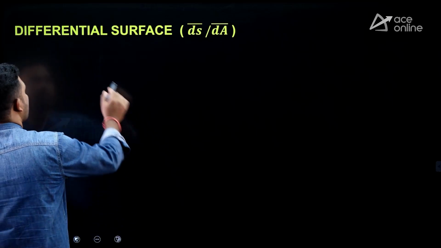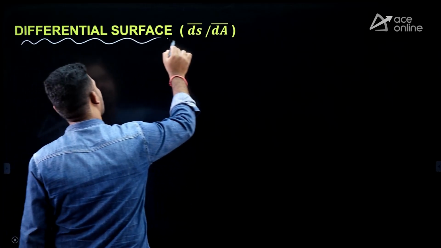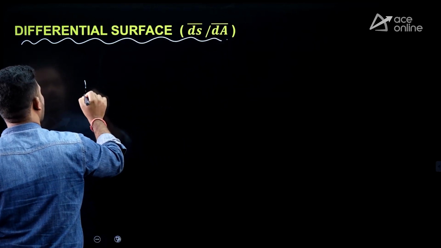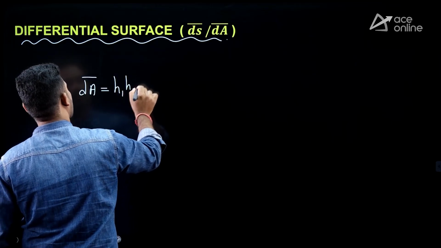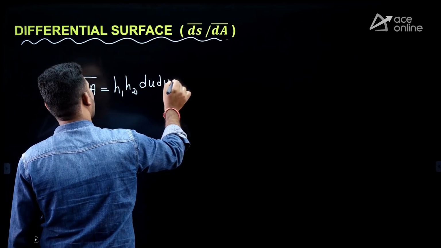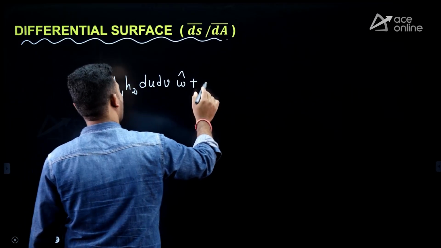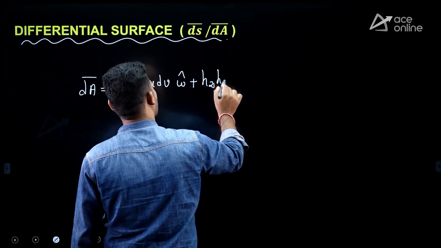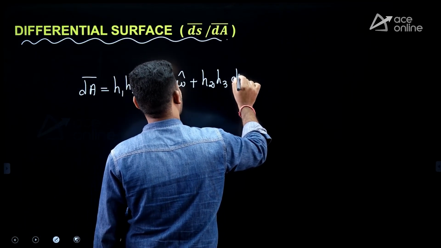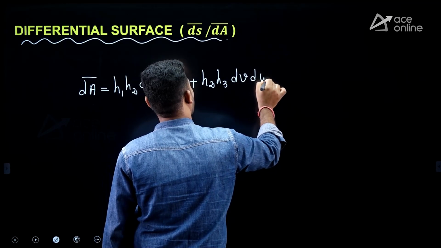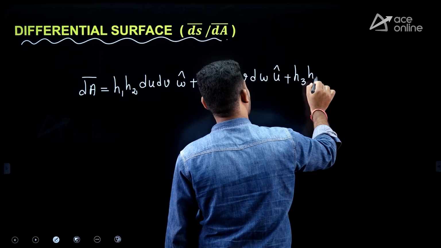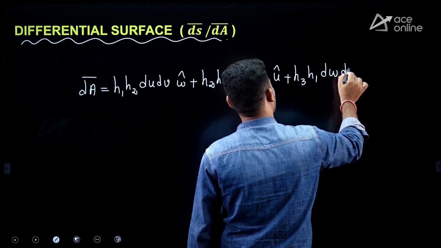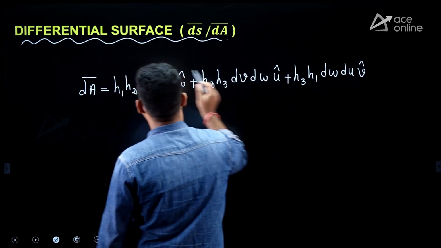Similarly, the differential surface or differential area: dA is equal to h1 h2 du dv w cap plus h2 h3 dv dw u cap plus h3 h1 dw du v cap. Clear, guys?